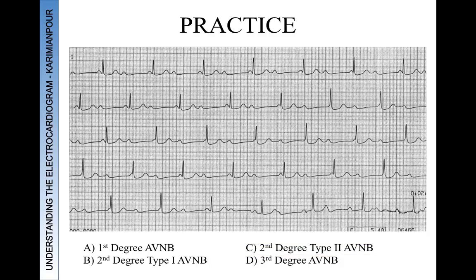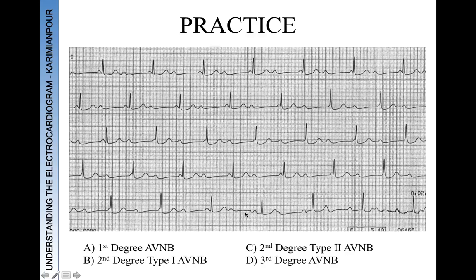Moving on, and if you want to pause the video here. So this one here, looking at the rhythm strip at the bottom, it's a little confusing at first glance. There's no group beating. It's very regular. The QRS complexes are regular. But the atrial activity at the baseline, you see P waves, but some QRSs don't have P waves. Some of them have a P wave after the T wave. Here's a P wave within the QRS.